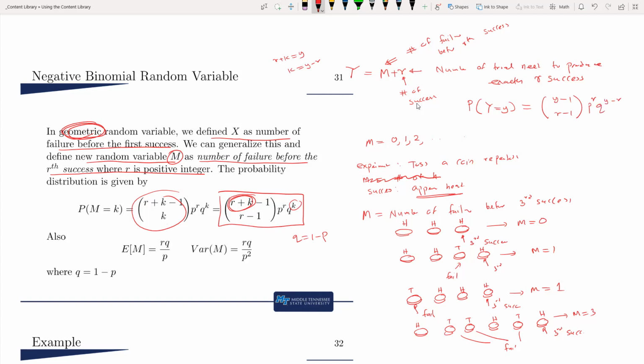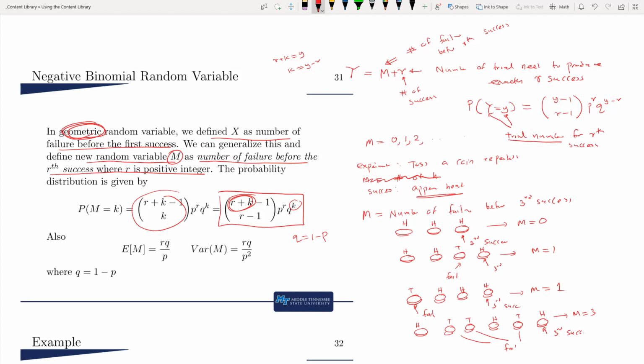So if you write it like this, that's also another way to write the negative binomial distribution. In this case, this is the random variable: Y is the trial number for R successes.